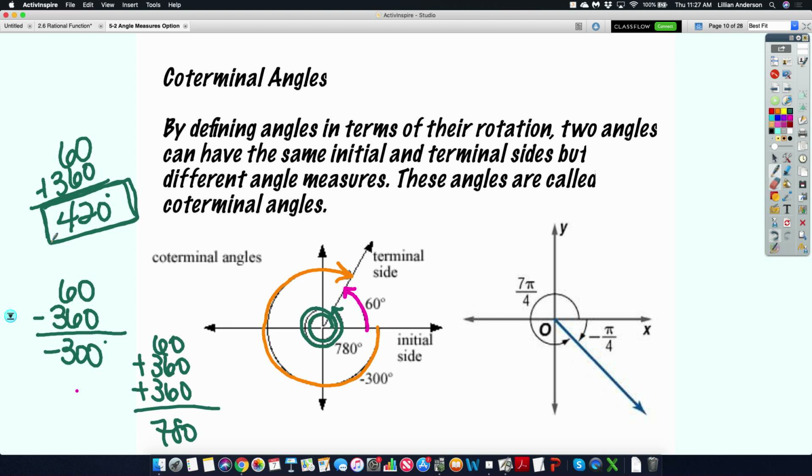Okay? Now this one over here, this is what I was talking about on Tuesday. Angles are not just measured in degrees, they're also measured in radians. This is an example of 2 coterminal angles in radians. Okay? Radians involves pi. Not 3.14, not 22/7, the irrational number pi that doesn't end. Okay? So, in this case, you have 7 pi over 4 and negative pi over 4.